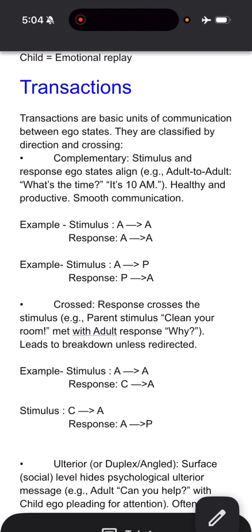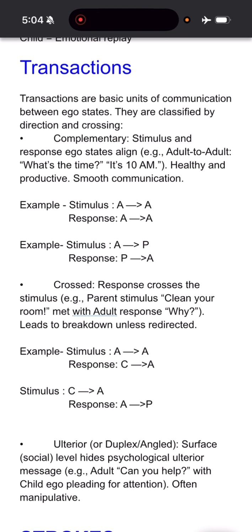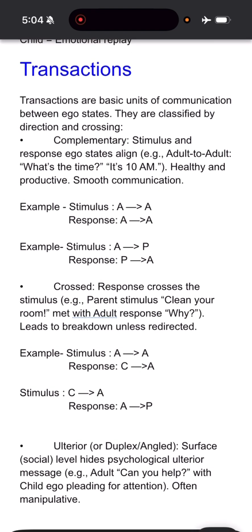So now transactions are of three types. What are the three types of transactions? Complementary, crossed and ulterior transaction. Ulterior transaction is also called duplex or angled transaction.